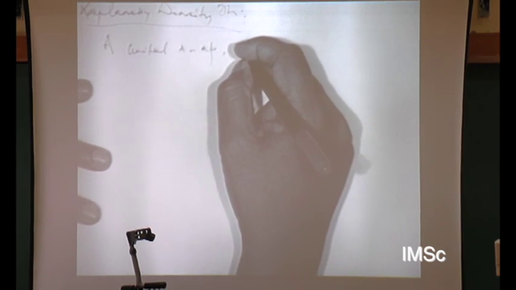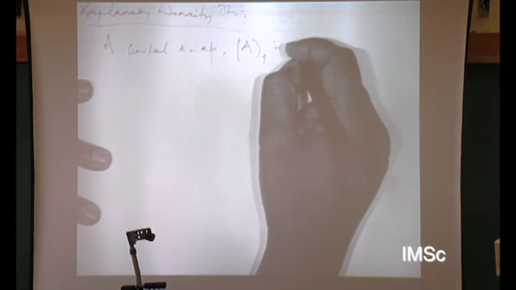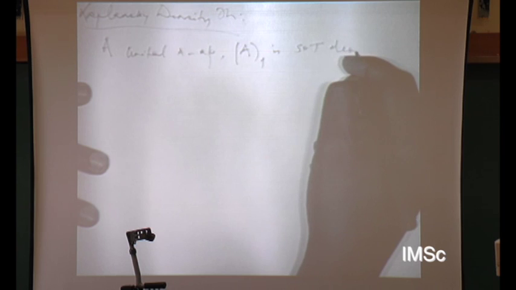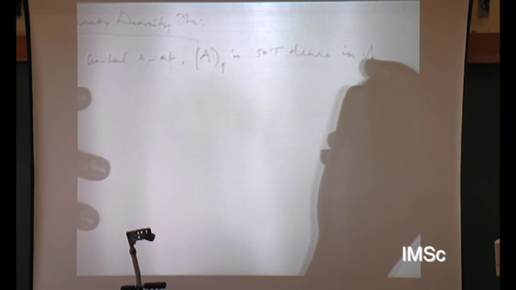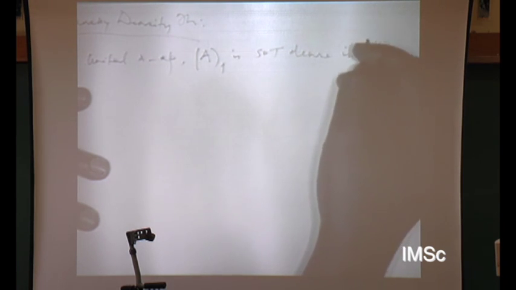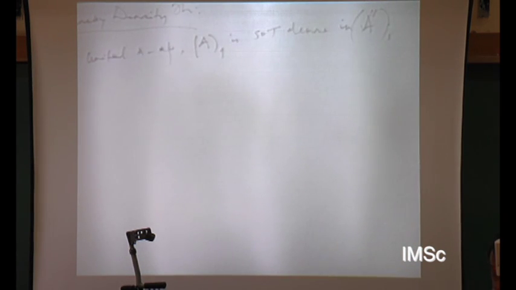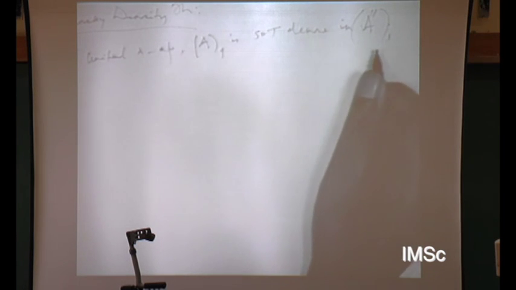So we want to say that the unit ball of A is SOT dense in the unit ball of A double prime. The von Neumann density theorem told us that if A is a unital star algebra, it is SOT dense in its double commutant. Kaplansky says that if you take the unit ball, it is SOT dense in the unit ball of the double commutant.